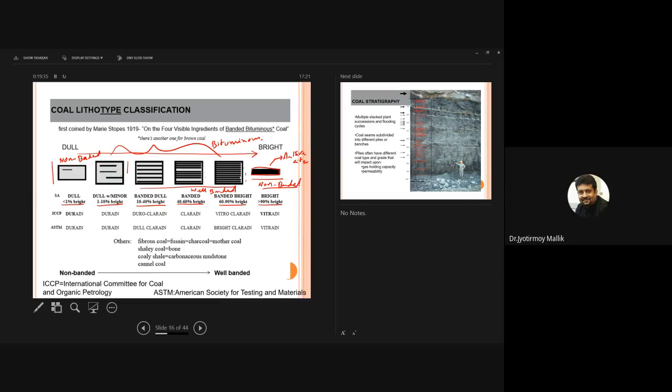Now there are two international organizations who actually provide different standards in coal classification. One we call the ICCP, which is the International Committee for Coal and Organic Petrology, and the other one is ASTM, which is the American Society for Testing and Materials.